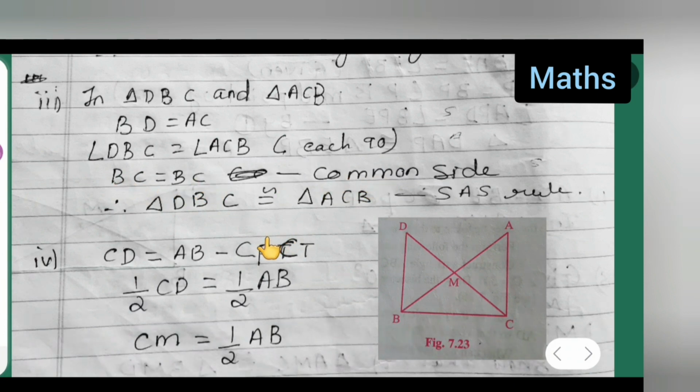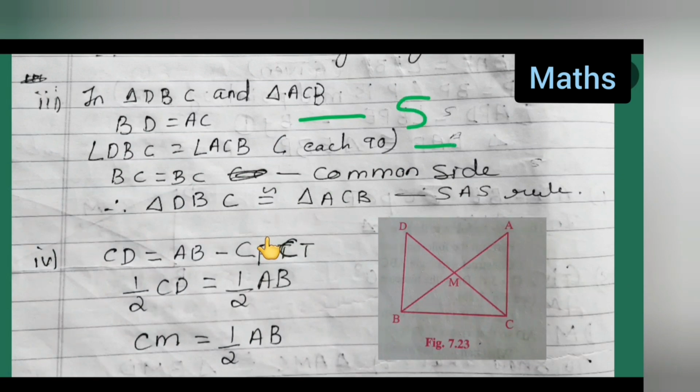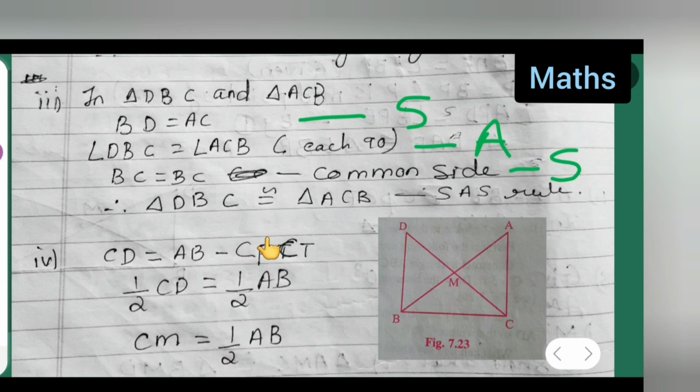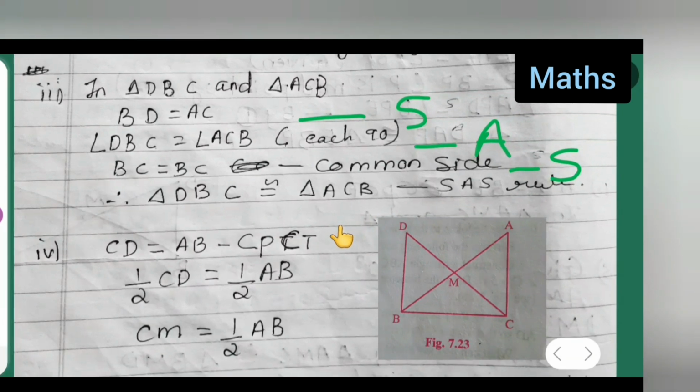So basically what we have used over here is side. Here we used side, here we have used angle, and here we used side. So now this triangle is congruent. Both the triangles are congruent. Therefore triangle DBC is congruent to triangle ACB by which test? SAS rule. Okay. Next, moving further.